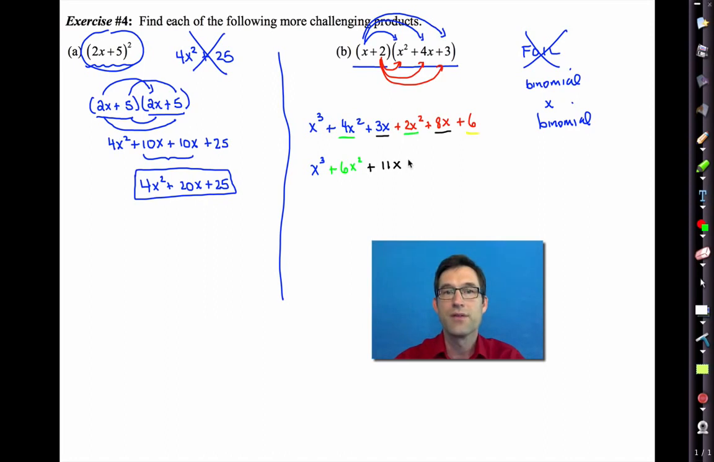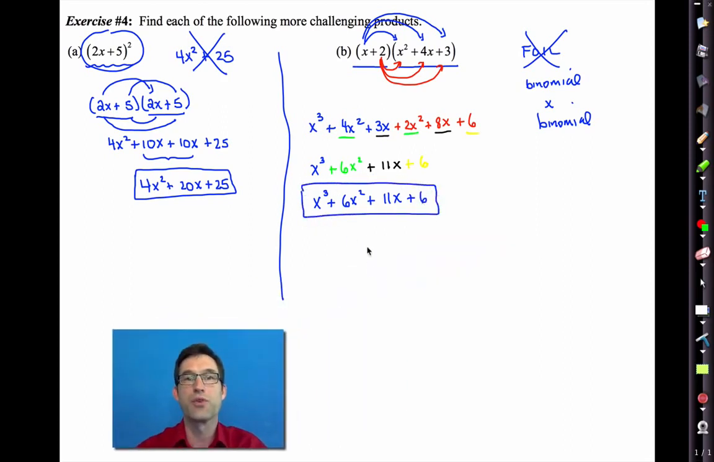All right? So I know that the yellow doesn't show up very well. Oh my goodness, not well at all. But then we just have plus 6. So let me write all of this out in blue so that you can see it. So we have x cubed plus 6x squared plus 11x plus 6.